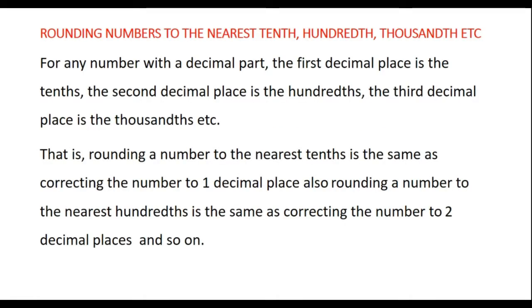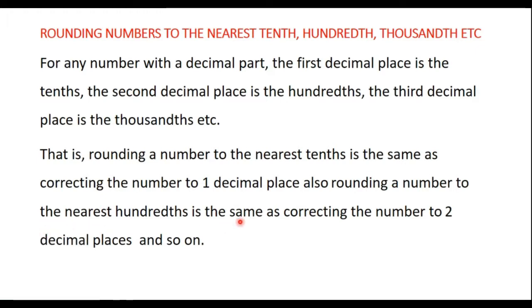We are on the topic approximations and this is the last video on approximations. Let's begin with rounding numbers to the nearest tenth, hundredth, thousandth, etc. For any number with a decimal part, the first decimal place is the tenth, the second decimal place is the hundredth, the third decimal place is the thousandth, etc. That is, rounding a number to the nearest tenth is the same as correcting the number to one decimal place. Also, rounding a number to the nearest hundredth is the same as correcting the number to two decimal places, and so on. So, it is that simple.